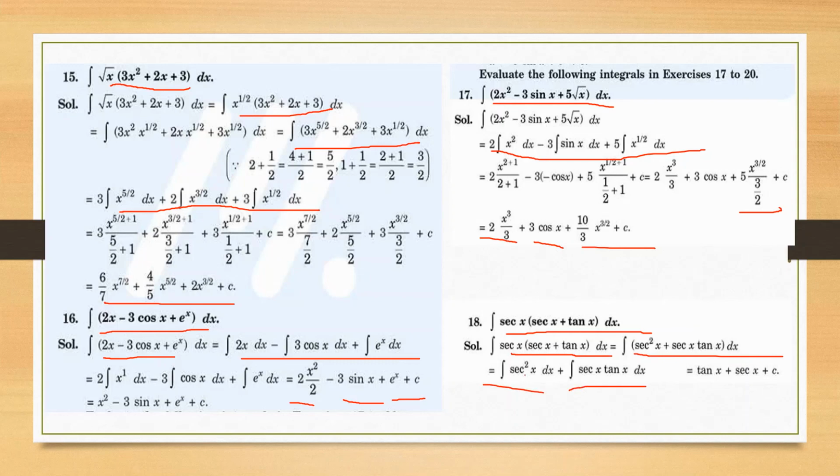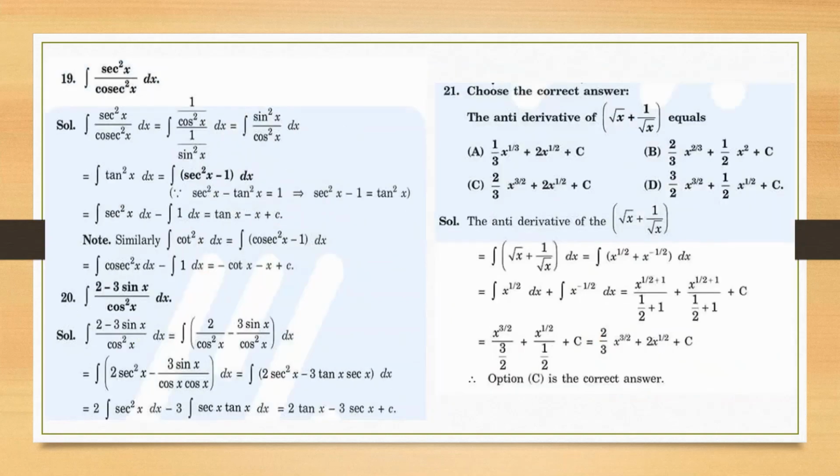19. Integral of secant square x upon cosecant square x. So change it into the form of sine and cos: 1 upon cos square, 1 upon sine square. It becomes tan square x. Now, dear students, this is a very important concept.